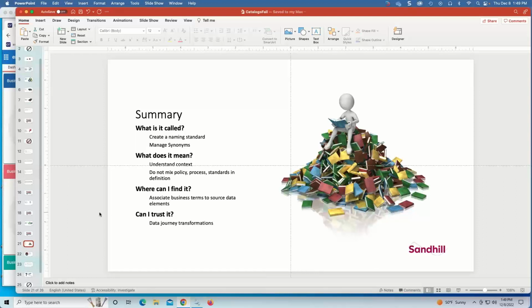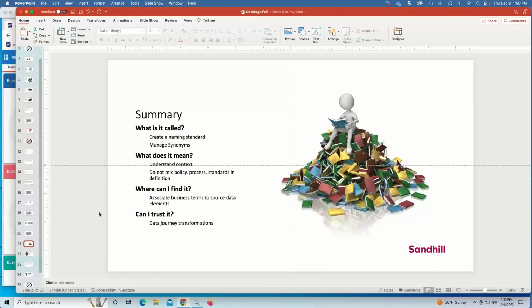And then where can I find it? So now I understand what it means and I want to run a report on it. So where is it located in the vast array of data sources and storage areas that I have around my organization? I should be able to use the data catalog to find out where all those things are, even if they have a different name than what I'm particularly looking for, because they're already associated.